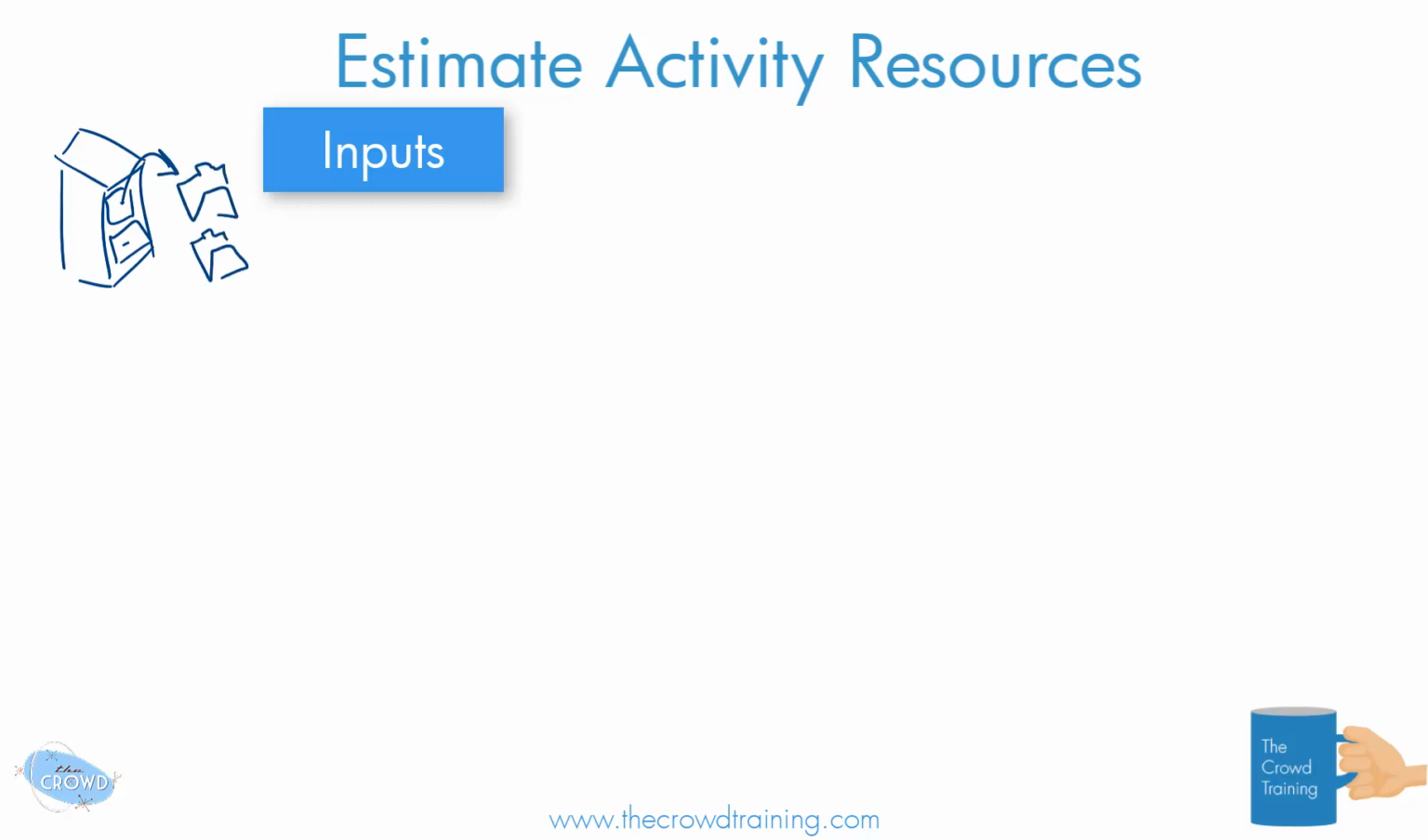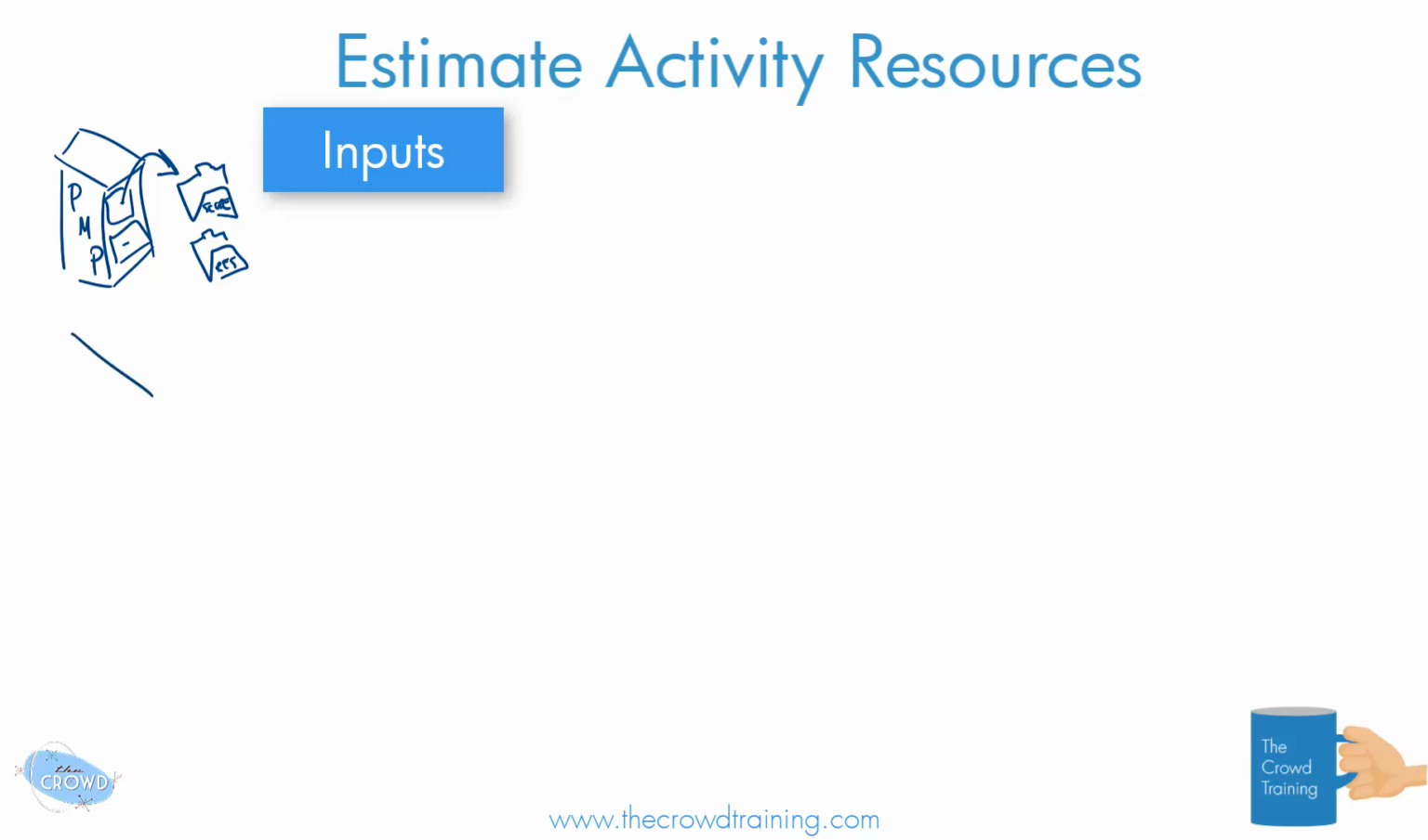Obviously, we need to know the scope. We need to know what our resources are and how we're going to manage those resources. So all those things in the project management plan are going to be used as inputs to help us decide what we need to estimate and how we're going to go about estimating it.